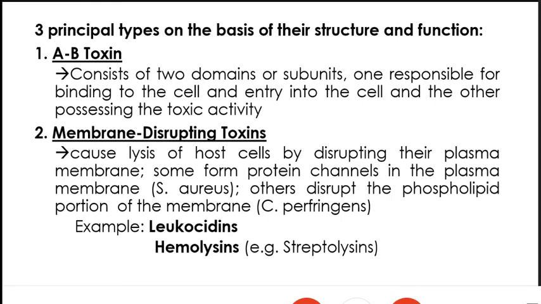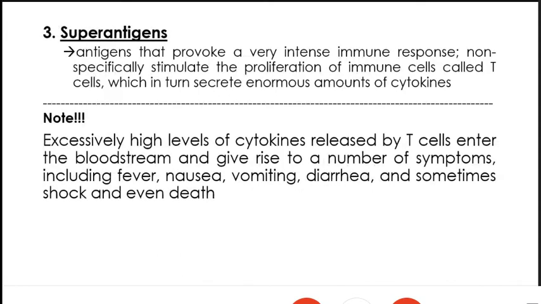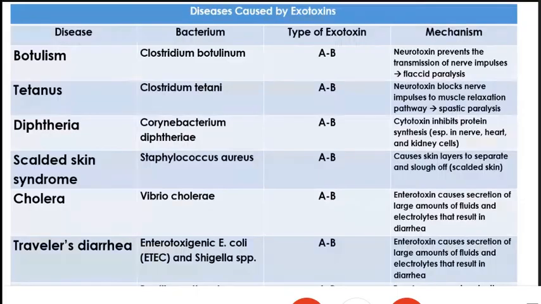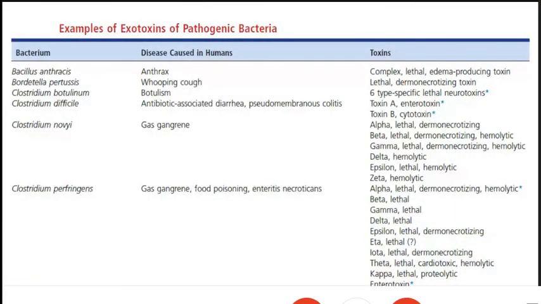You have the AB toxin, you have the membrane-disrupting toxins, of which we said you have your leukocidin and your hemolysins. And of course, your superantigens. These are antigens that provoke a very intense immune response, non-specifically stimulating the proliferation of immune cells, your T cells, which will in turn secrete enormous amounts of cytokines. We said that already.